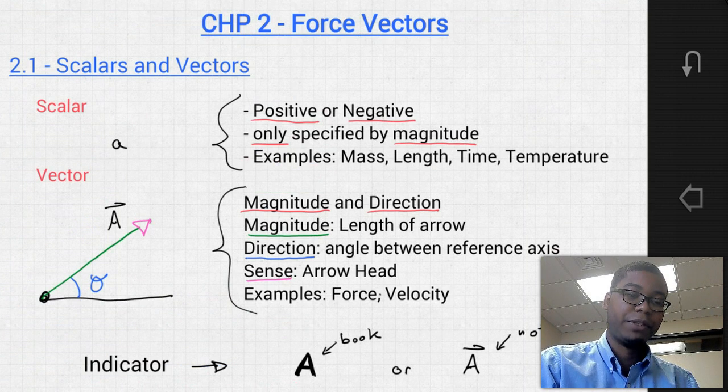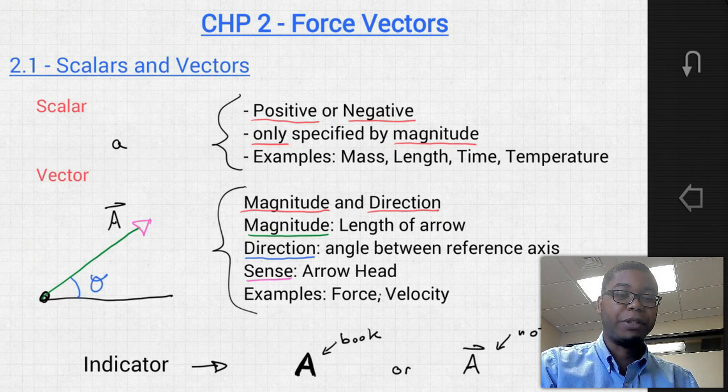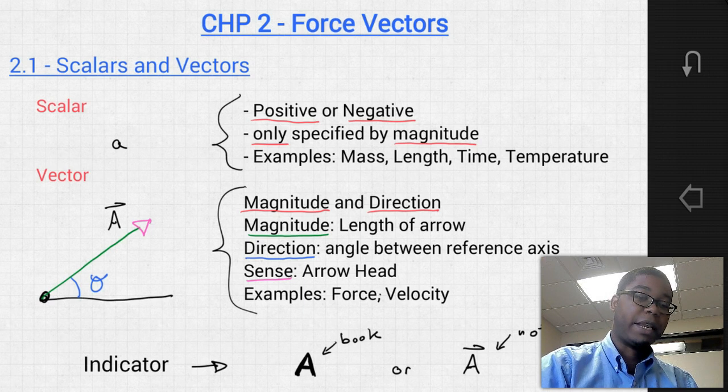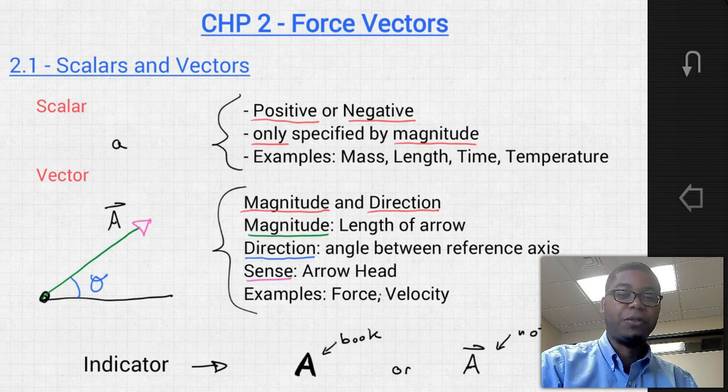Section 2.1 is scalars and vectors. You can't really describe a force vector without first starting with a description of what a vector is and also what a scalar is. A scalar is a quantity that has either a positive or a negative value, and only specifies the magnitude of something. Examples of a scalar are mass, length, time, or temperature, things that can be described as individual quantities. Now, what is a vector?